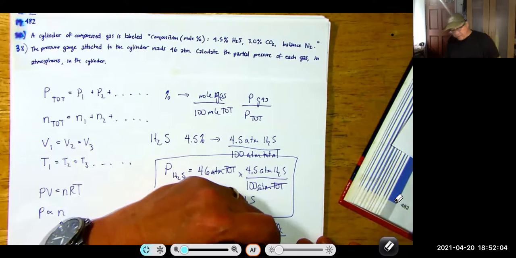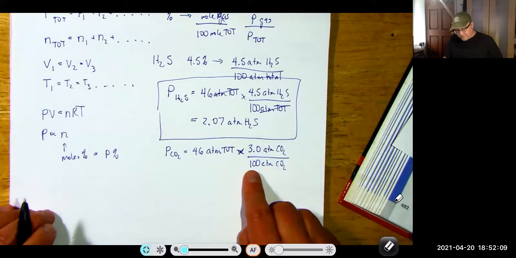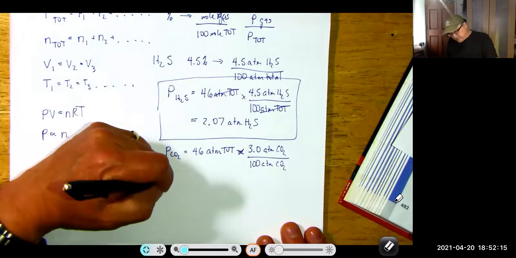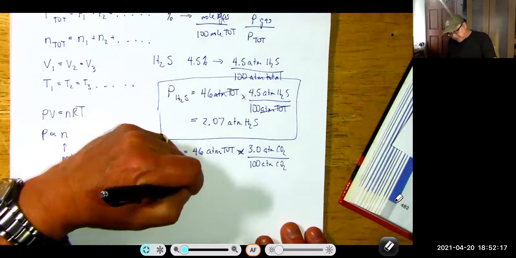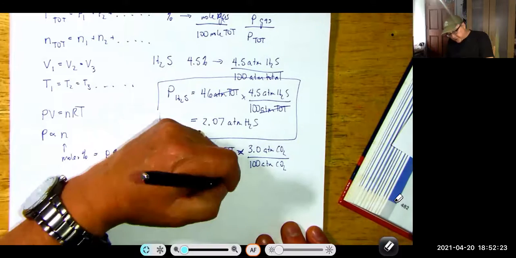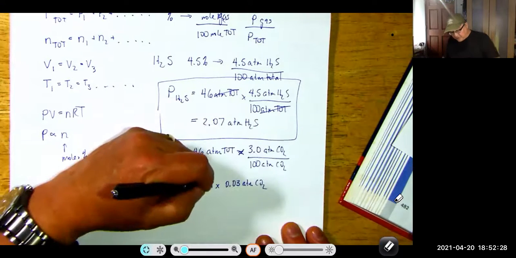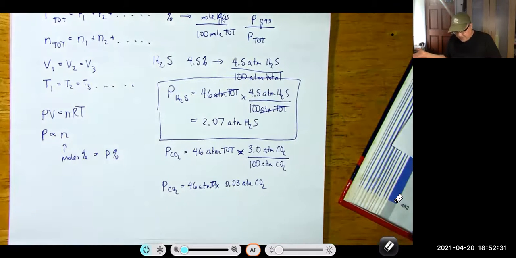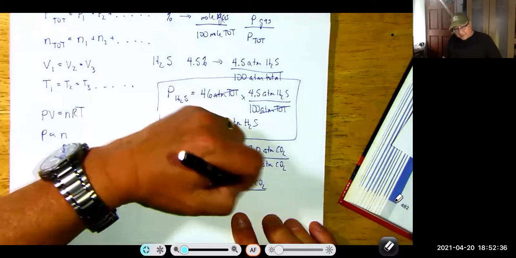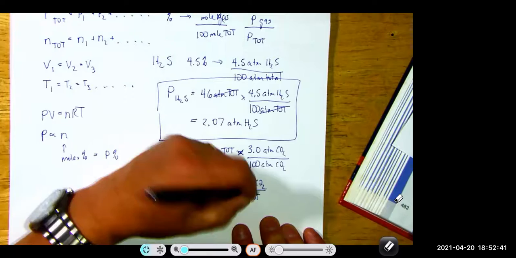And here's where people are going to screw this up. You already heard me say that I don't like it when people move the decimal over. So here's how people screw this up. They say this is going to be 46 atmospheres times 0.03 atmospheres of CO2 over total, and nothing cancels. This is really 0.03 atmospheres over 1 atmosphere total. No one ever recognizes that.